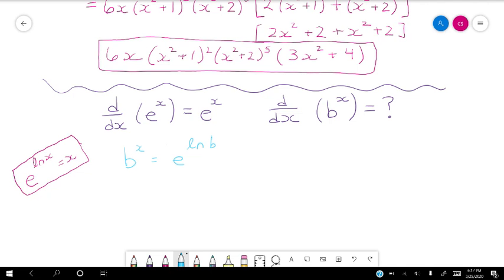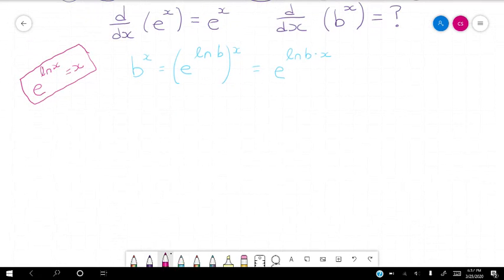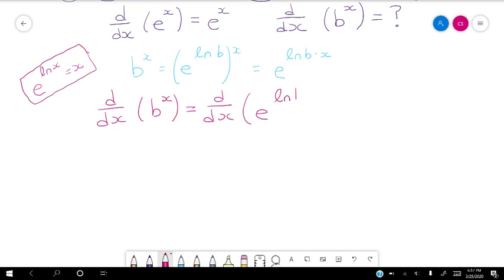So this is going to give us b, and now we're going to do b to the x. When we raise an exponent to an exponent, that's like multiplication. So e to the natural log of b times x. We want to find the derivative of b to the x. We don't have that formula. And we just determined that b to the x is equal to e to the natural log of b, which is a constant, times x.